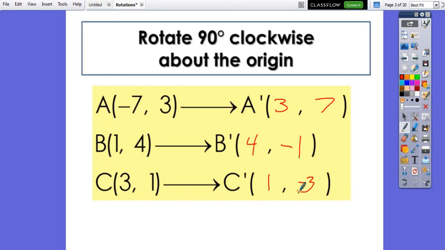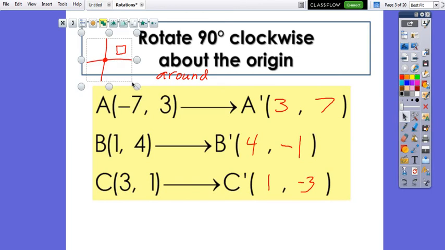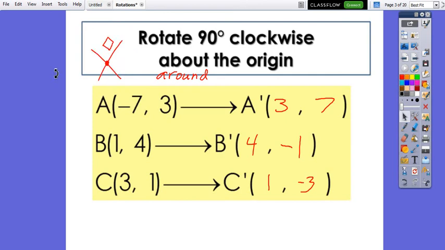Alright, so that's how you do 90 degrees clockwise about the origin. When it says about, it really means I'm rotating around. About and around in this case mean the same thing. So the origin is like my point of rotation. So if I had a figure right here, I would be rotating that figure about that origin. Alright, so just imagine I rotated that thing, I just rotated it 90 degrees counterclockwise.